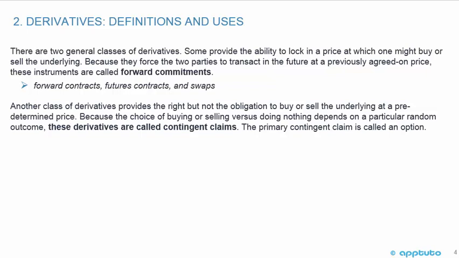Another class of derivatives provides the right, but not the obligation, to buy or sell the underlying at a predetermined price. Because the choice of buying or selling versus doing nothing depends on a particular random outcome, these derivatives are called contingent claims. The primary contingent claim is called an option.